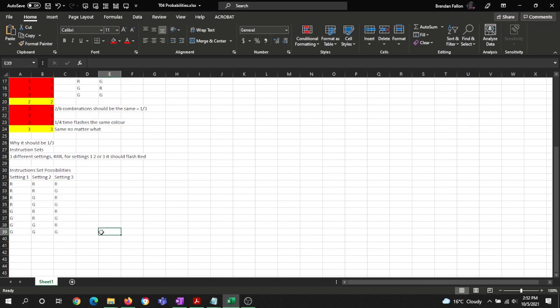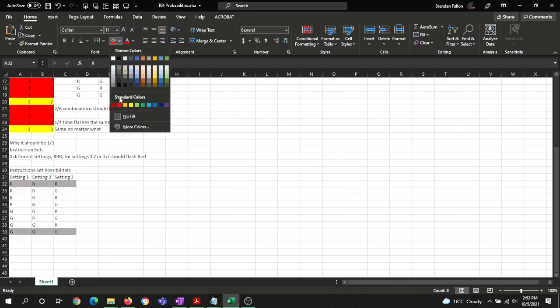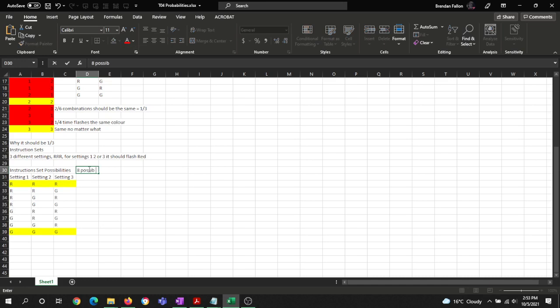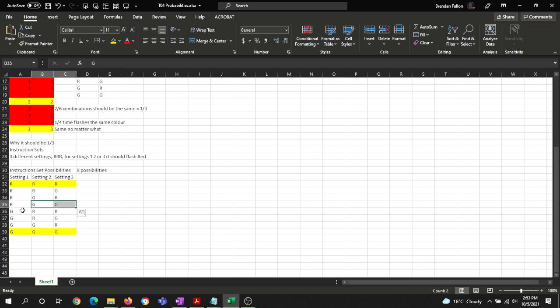Absolutely. So there's the two cases where no matter what the setting is, all the settings will provide a flash of the same color, and those are red, red, red, and green, green, green. So those are two of our eight possibilities. And for the rest of them, like Chris had mentioned, depending on the setting, either two are greens or two are reds in the combination. So that means that 2/3 of the time it will be the flash, depending on if it is on the right setting or not.